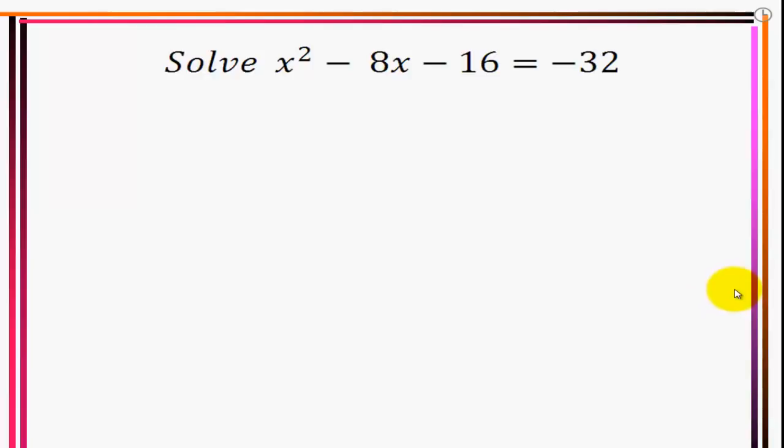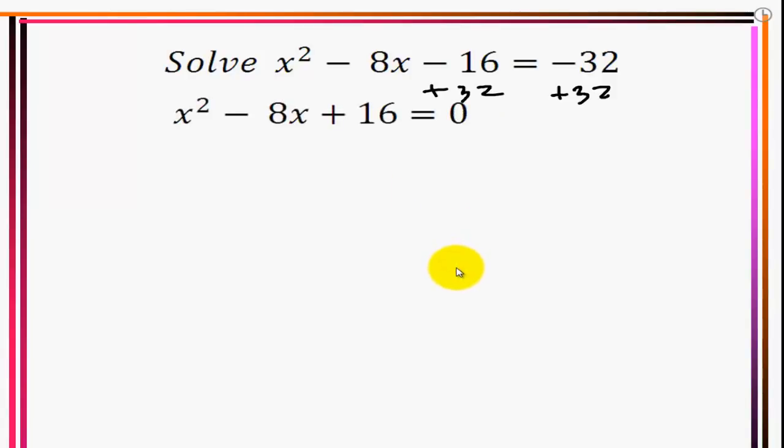All right, so if we have x squared minus 8x minus 16 equals negative 32, you want the right side to be equal to 0, so you add 32 to both sides. And we will have x squared minus 8x plus 16 equals 0. So here we identify your a, b, and c. a equals 1, b equals negative 8, c equals positive 16.